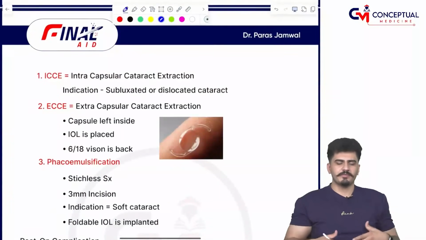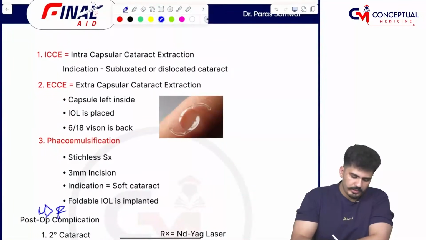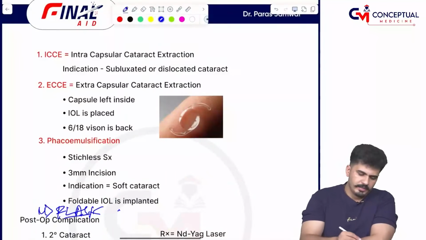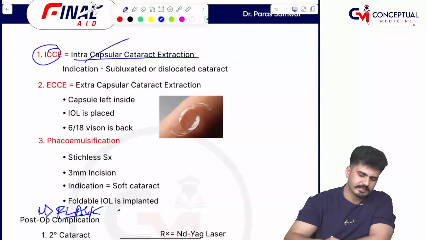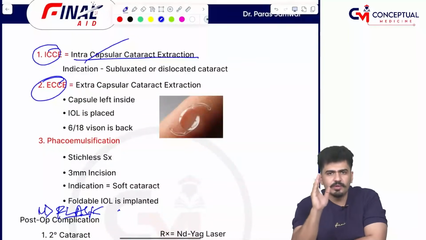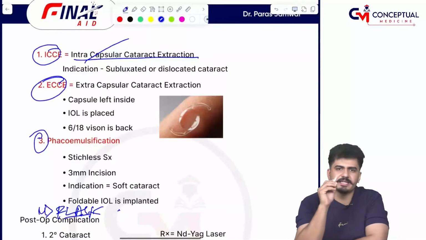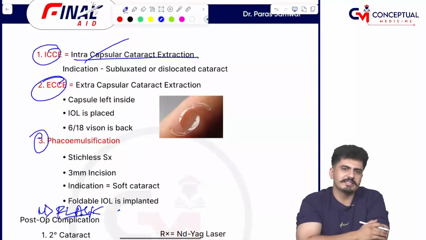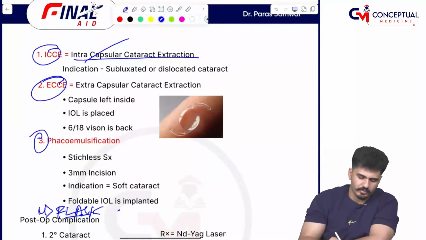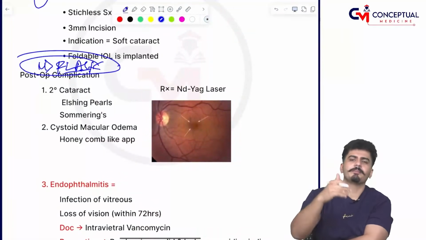Now, what different types of surgeries do we have? ICCE, ECCE, phacoemulsification, and one more surgery is femto laser. Sir, ICCE is intracapsular cataract extraction where capsule and lens both are extracted. In ECCE the capsule is left and the lens is extracted, and we put a lens inside. Phacoemulsification is a stitchless surgery where only a 3 mm incision is given and a foldable intraocular lens is placed. One more is femto laser assisted surgery, which is superior to all of them.